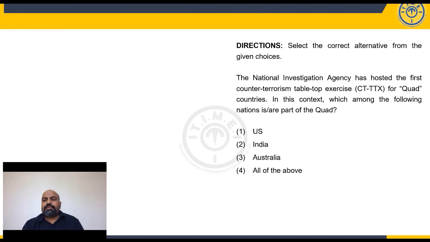So there we go. The National Investigation Agency has hosted the first counterterrorism tabletop exercise for the Quad. What is the Quad? There are four countries in the Quad: US, India, Australia, and Japan. For the US: Washington DC, the president is Donald Trump. Why don't we write the name of the vice president? Vice president Mike Pence, P-E-N-C-E. The currency is dollar.